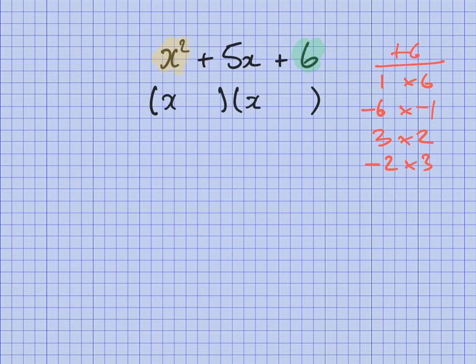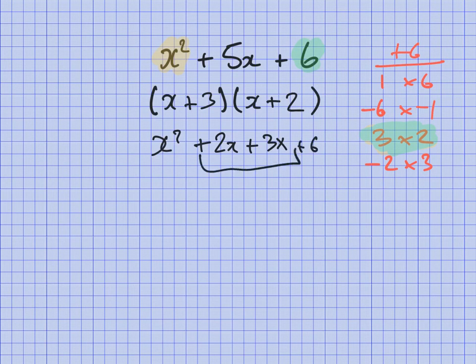Now, if you look at that set of answers, only one pair will add together to give us the 6. So those must be the ones we use. So this must be plus 3 plus 2. Now we can check that. x times x gives me x squared. x times 2 gives me 2x. 3 times x is 3x. And finally 3 times 2 is 6. Adding the middle bits together, that works perfectly.